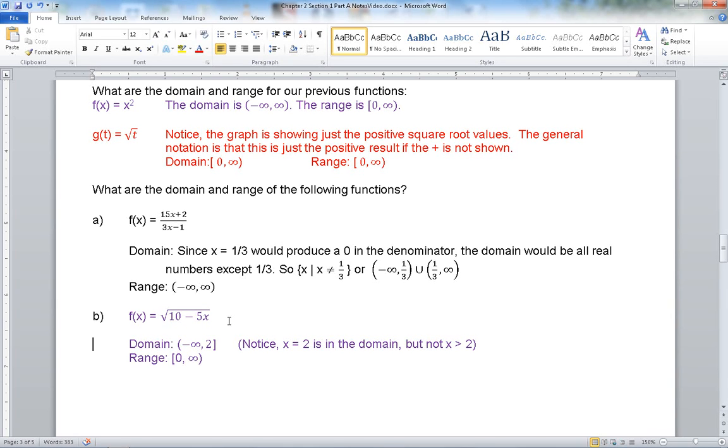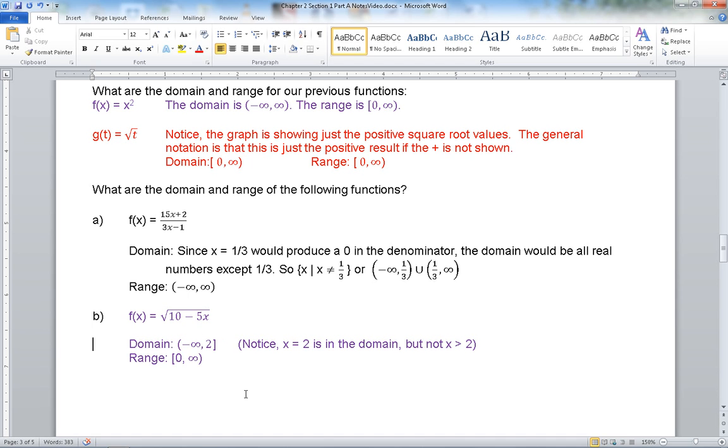Then if I put in a negative number, say negative 5, 10 minus 5 times negative 5 is 10 plus 25, so it's the square root of 35, and so on. As I put in larger and larger negative numbers, I'm just going to get a larger value out of the square root.